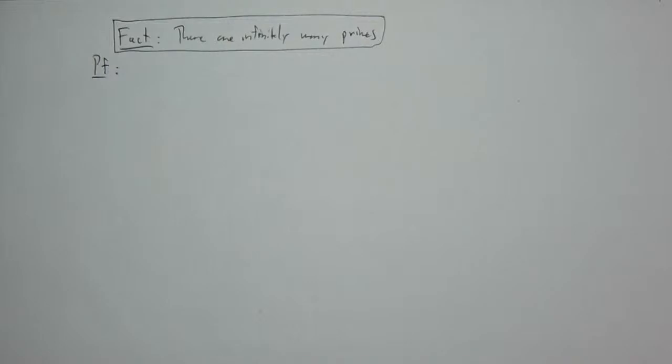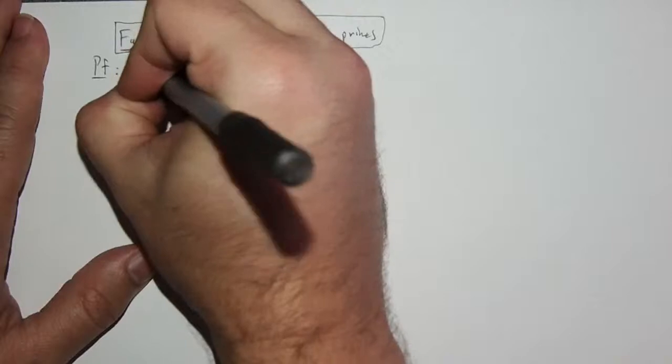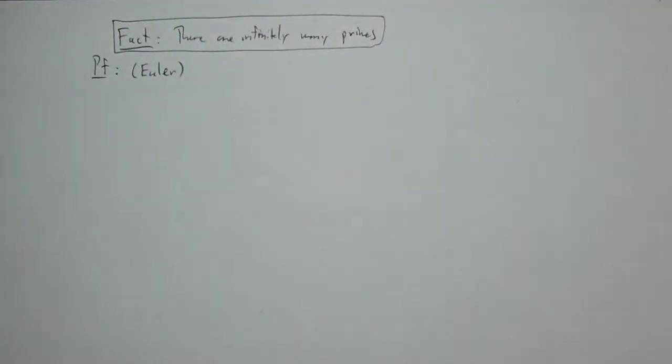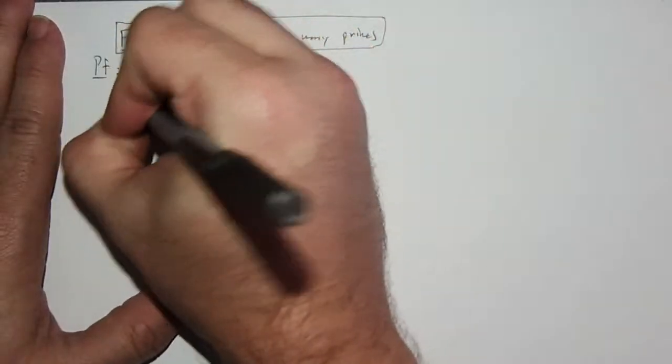There are infinitely many primes. This proof is due to Euler. He is the one who discovered this particular proof of this fact. So what is the idea?